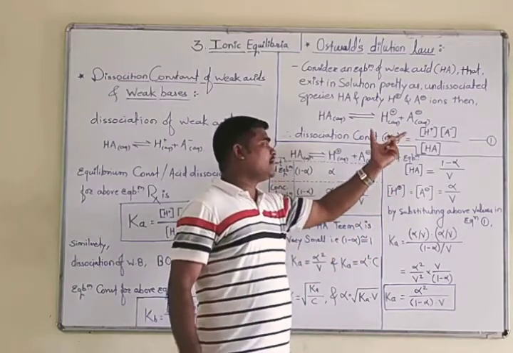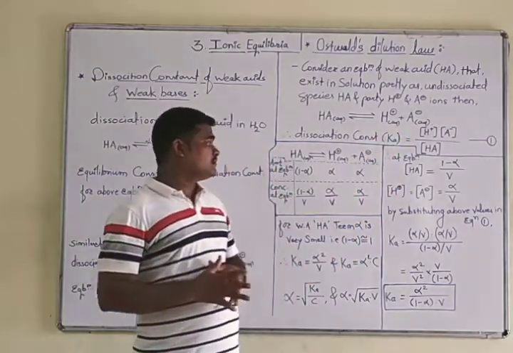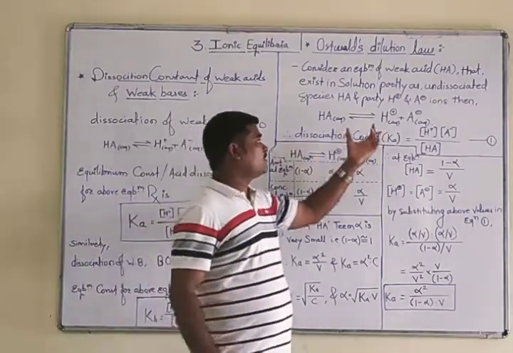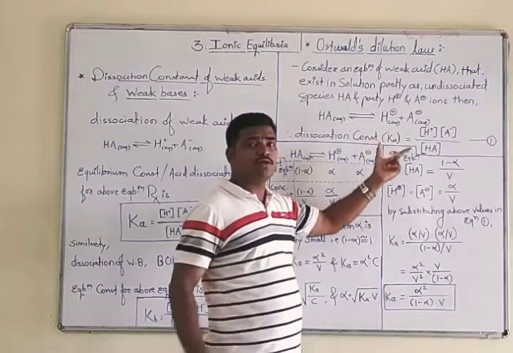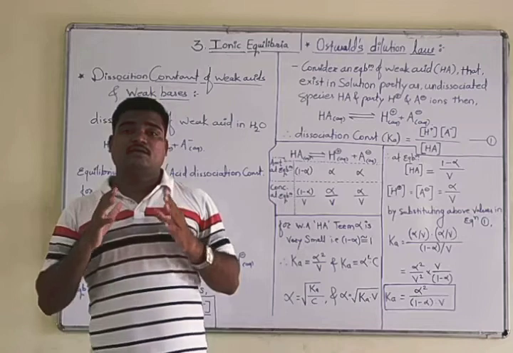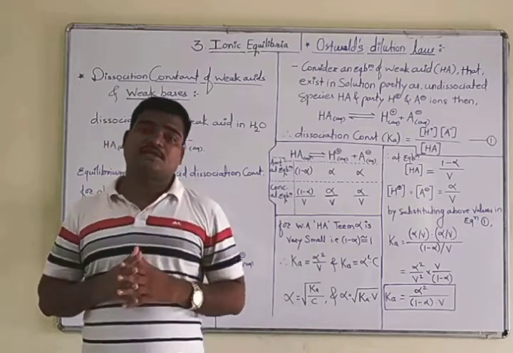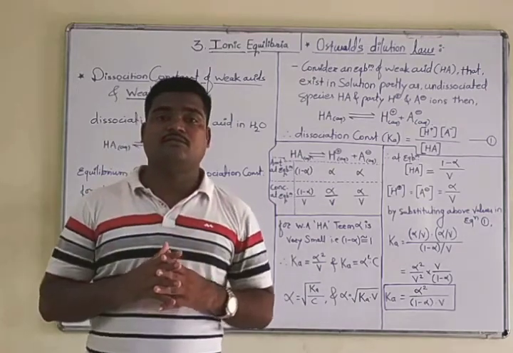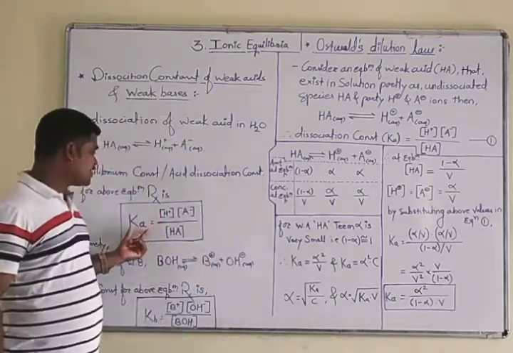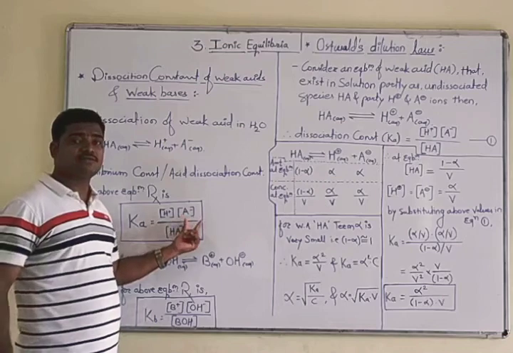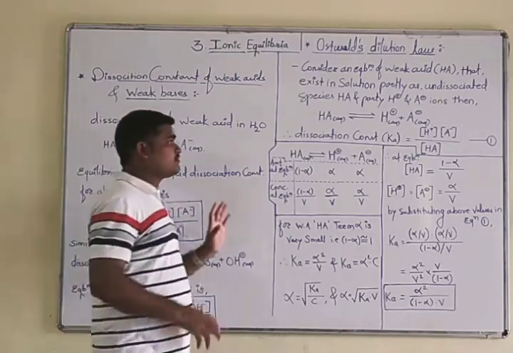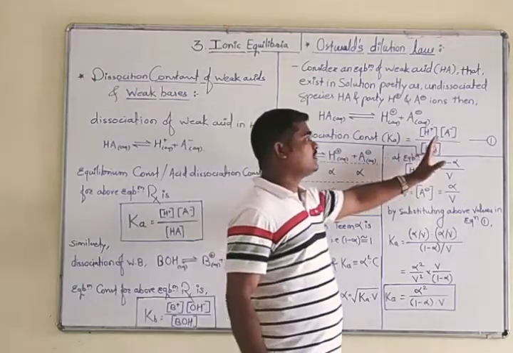Now we have to determine the value of Ka for this above equilibrium equation. For that purpose, which values do you have to know? That is the equilibrium constant Ka for weak acids. You already know that equation. Ka is equal to concentration of H into concentration of A minus divided by concentration of HA. This equation I have taken here.